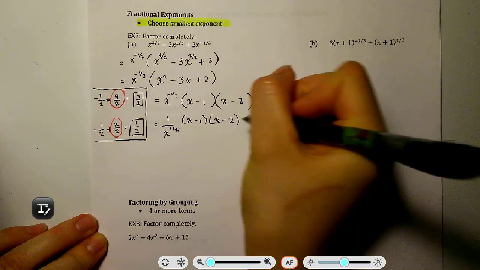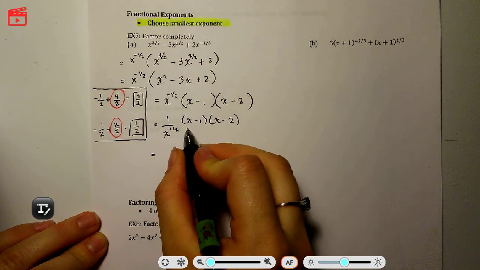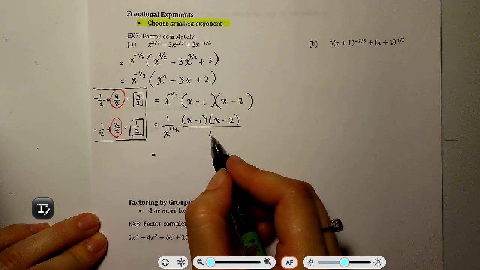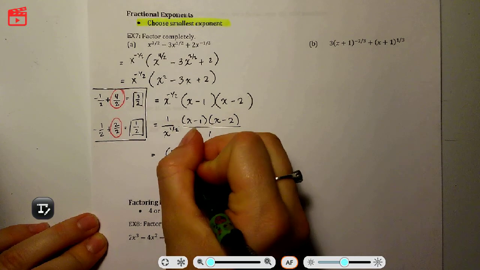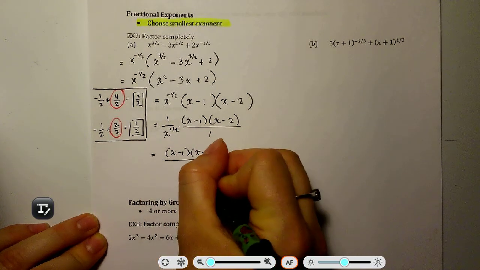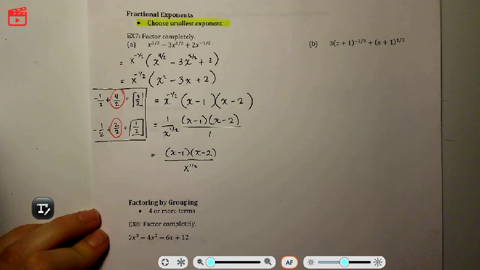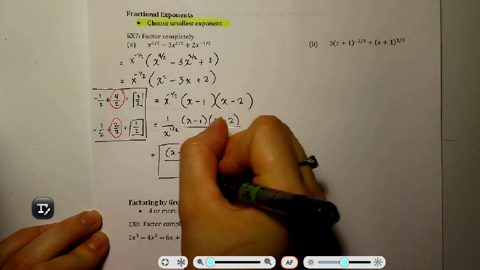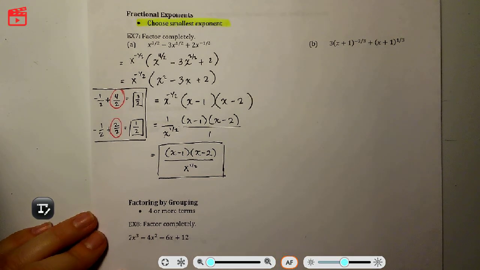Lastly, we could just combine these by multiplying across, because remember, we can put any number over 1. And when we multiply across, we'll end up with this. Okay, there we go. All right, on to the next one.